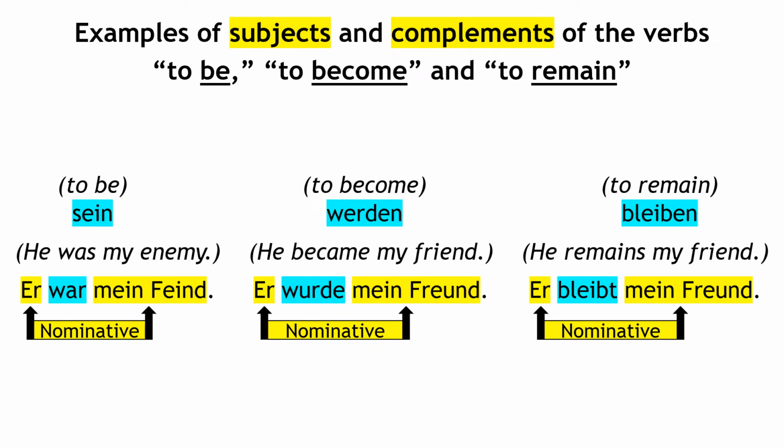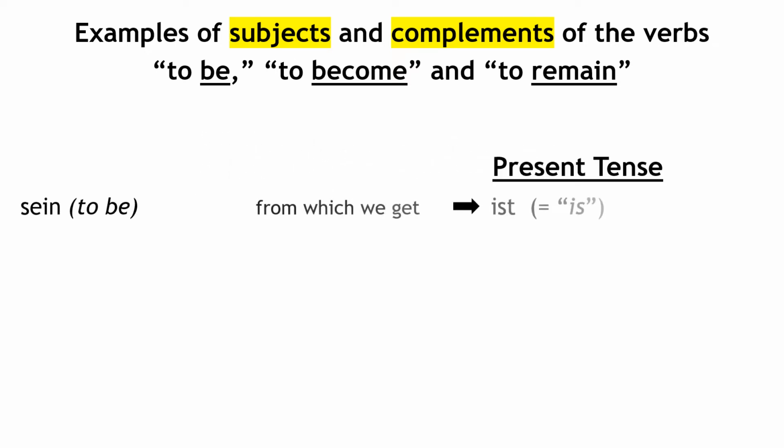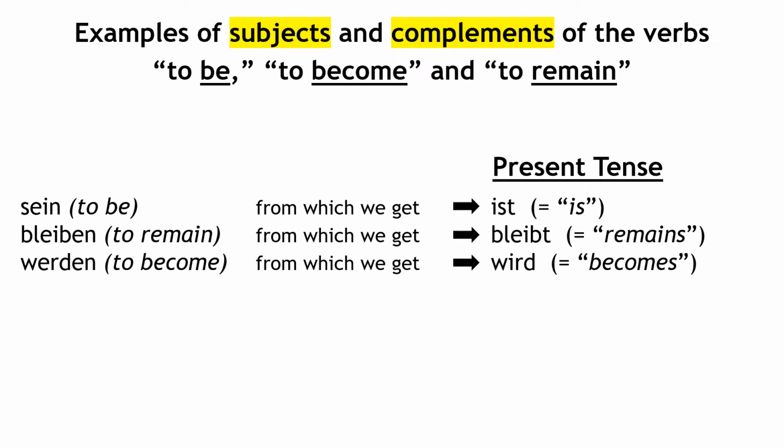Let's look at 3 more examples, and this time we'll use the present tense for all 3. The present tense of sein for a singular noun is ist. The present tense of bleiben for a singular noun is bleibt. The present tense of werden for a singular noun is wird. You'll notice that when the letter D appears at the end of a word in German, it sounds like a T.